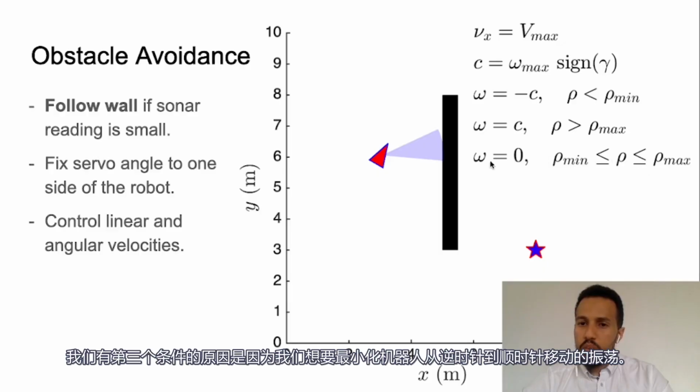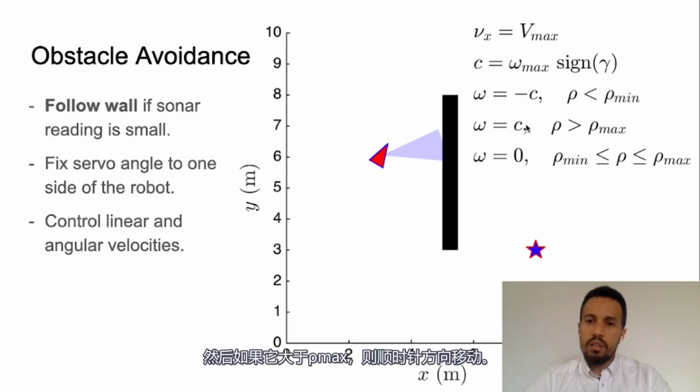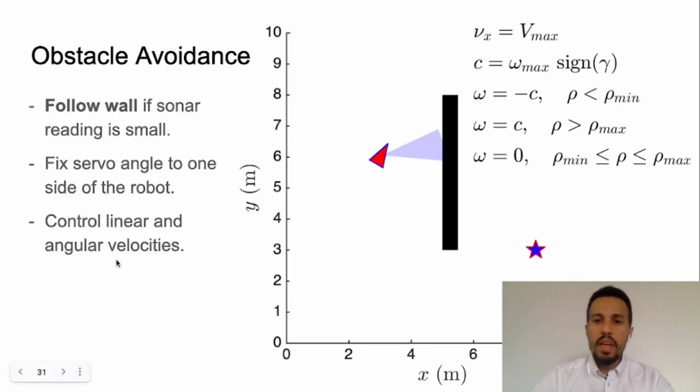Now, the reason why we have the third condition here is because we want to minimize the oscillation of the robot moving counterclockwise to clockwise, so we just have a small band where the robot goes straight for a bit. If it gets bigger than the max, it goes clockwise. If it's less than rho min, it goes counterclockwise. Okay.